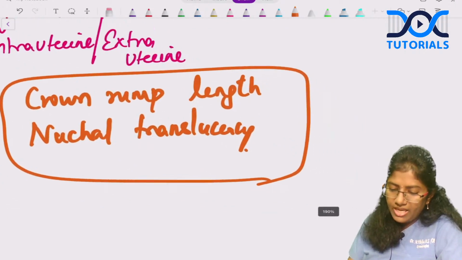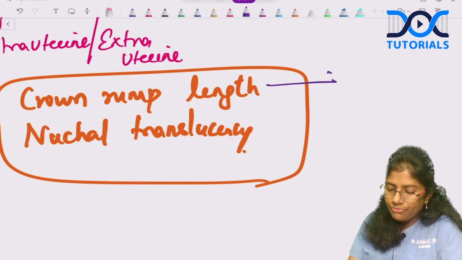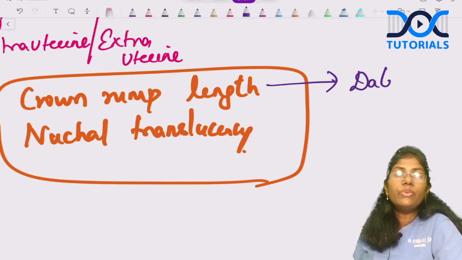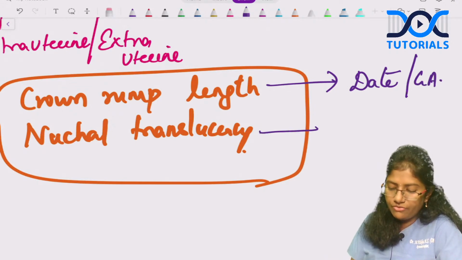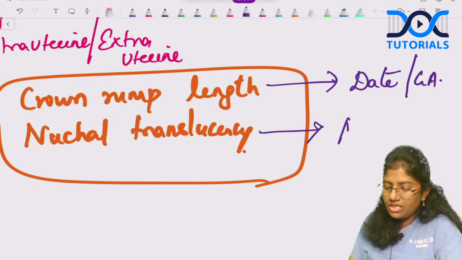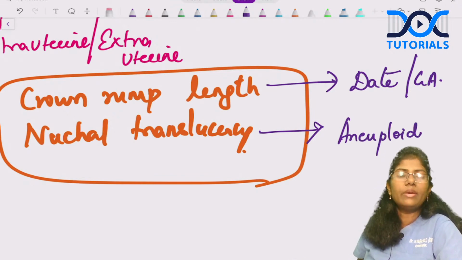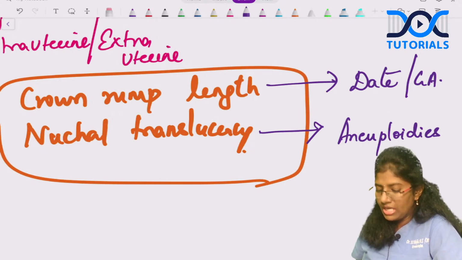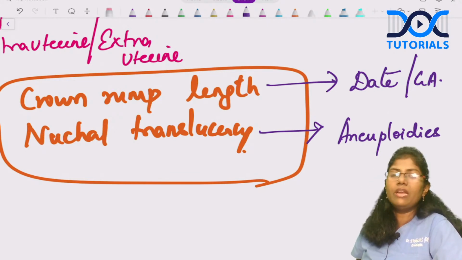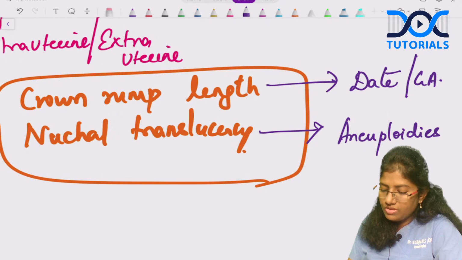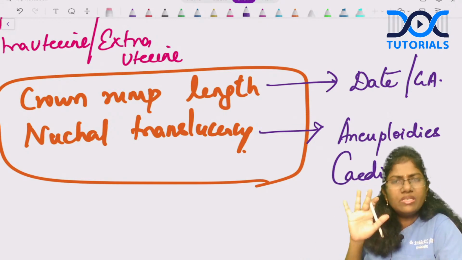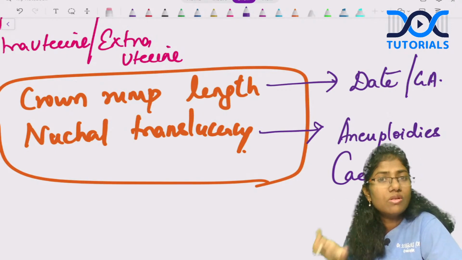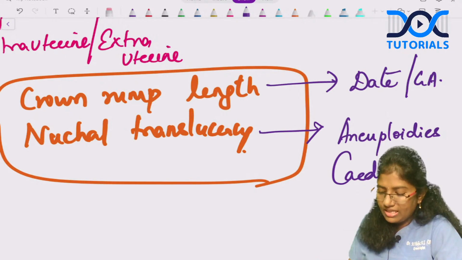Crown rump length is basically to date the pregnancy, to find out the gestational age. What is nuchal translucency for? Nuchal translucency is to screen for aneuploidies. I wouldn't say confirm aneuploidy, I would only say screen for aneuploidy, and also certain anomalies like cardiac anomalies. So nuchal translucency is not specific for aneuploidy, it is also increased in certain anomalies like cardiac anomalies.